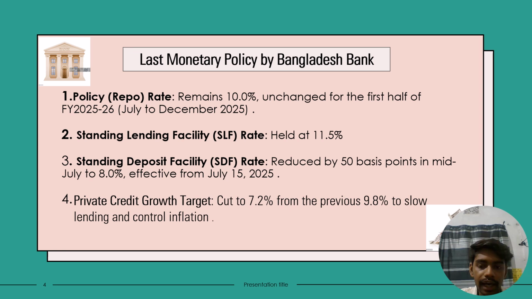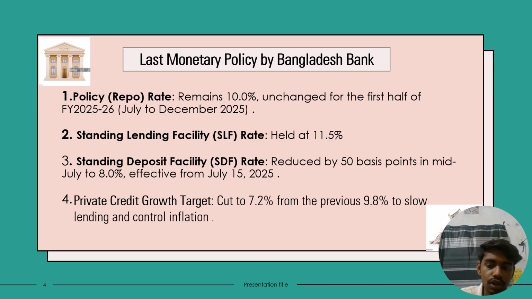And now our last point is the private credit growth target. The central bank sets a target for the growth of credit to the private sector to ensure balanced economic expansion and control inflation. That rate is 7.2%, down from the previous 9.8%, to slow lending and control inflation.